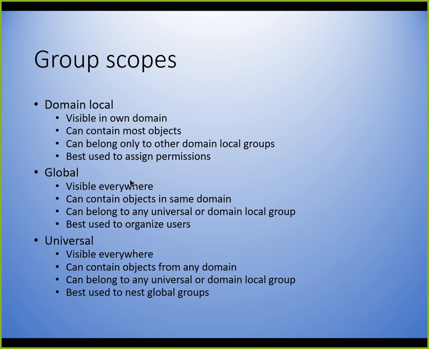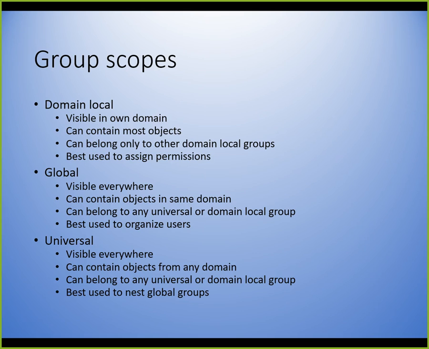Group scopes, which we kind of talked about: domain, local. Before we convert the server to a domain, or the system to a domain controller, we have local groups. And local groups are on the local computer. Once we add Active Directory, we don't have those anymore. We have domain local groups, which are within the domain, visible in their own domain, can contain most objects, and can only belong to other domain local groups. Best used to assign permissions.